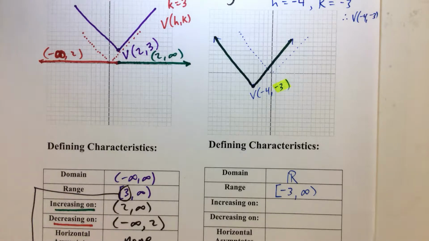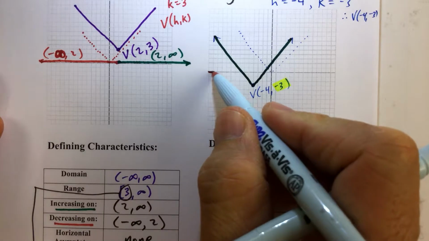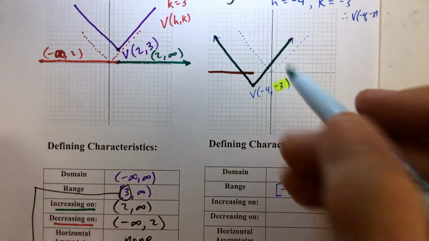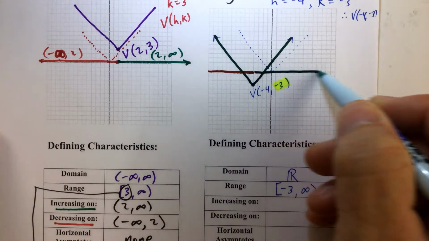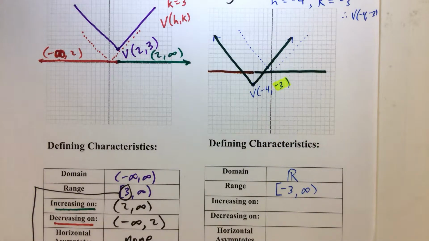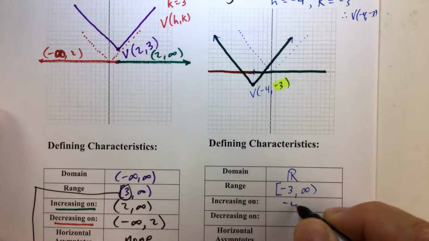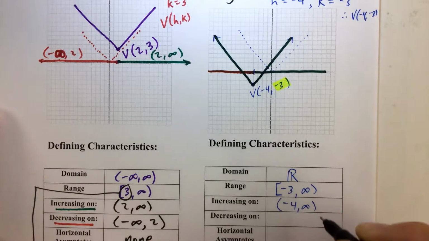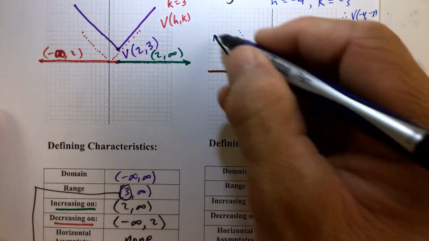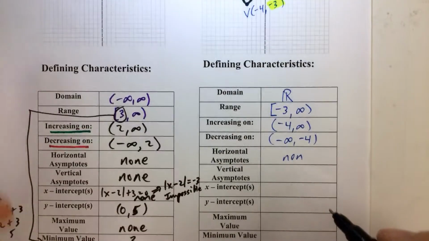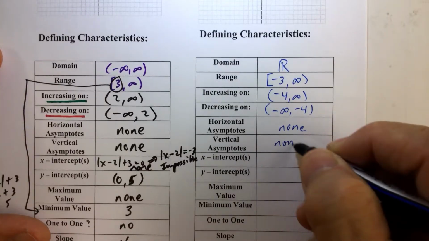Increasing, and again we use green and red, so the red would be for the intervals in which the function is decreasing, and it's decreasing until you get to that x value, and then increasing to the right of that. So the function is increasing from this x value of -4 all the way to infinity, and the function's y values are getting lower from -infinity all the way to -4. No horizontal asymptotes, no vertical asymptotes.